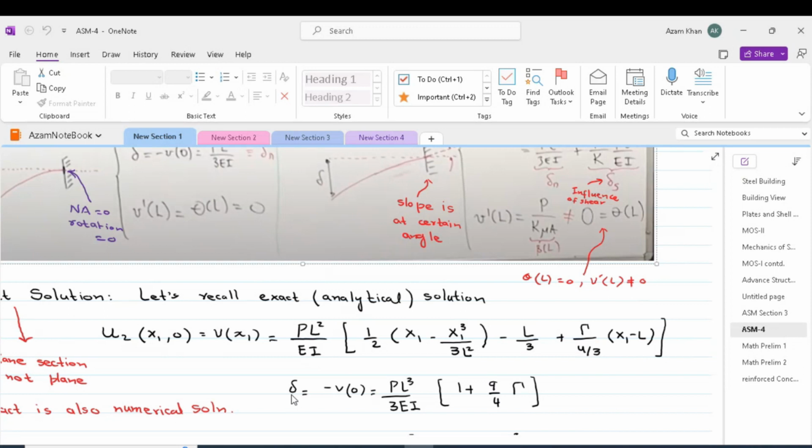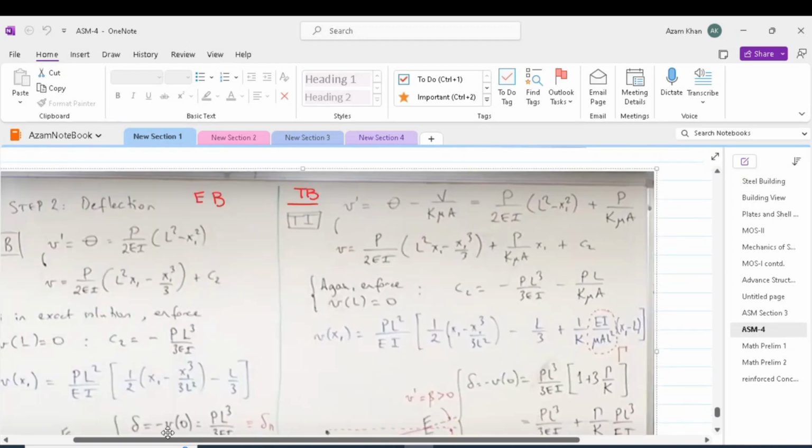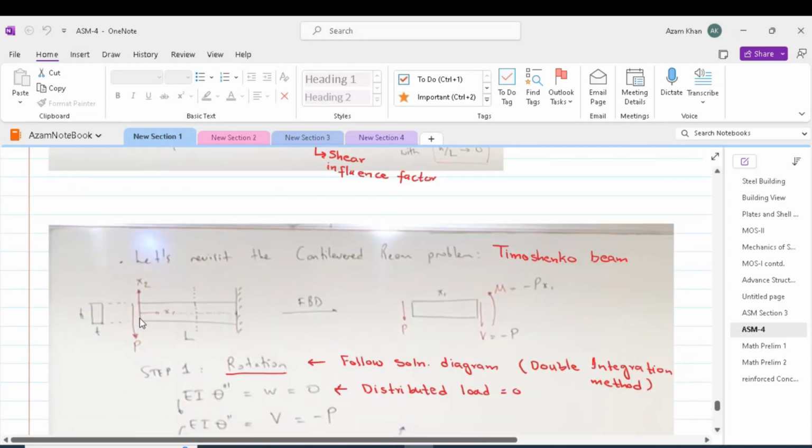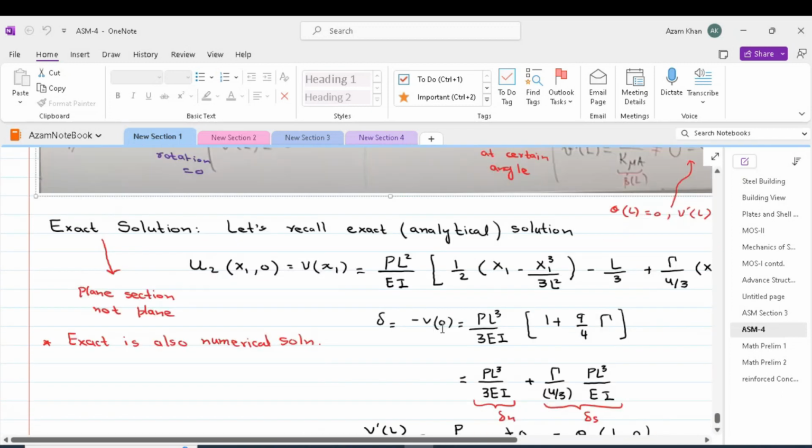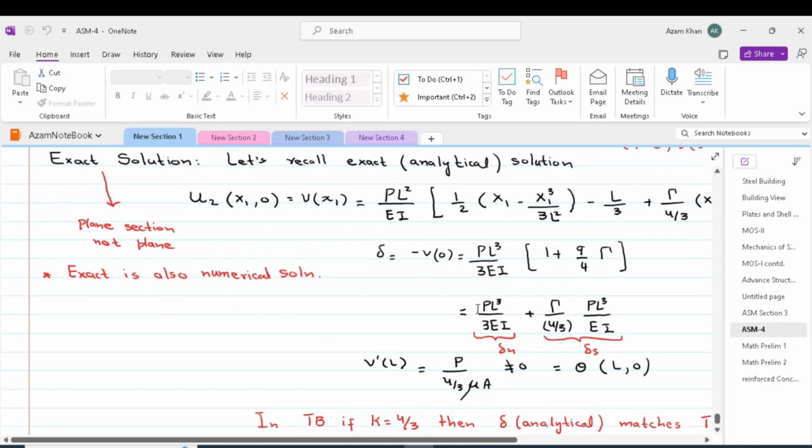The value of delta, or the deflection at the free end, will be equal to V(x1 = 0). It is negative because as per our sign convention, the deflection of the free end is in the negative x2 direction. Thus, the deflection will be equal to minus V(0), which is PL³ over 3EI [1 + (9/4)γ]. So opening this bracket, we get PL³ over 3EI plus γ times 9PL³ over 8EI. This is the shear dominant factor, the second term.